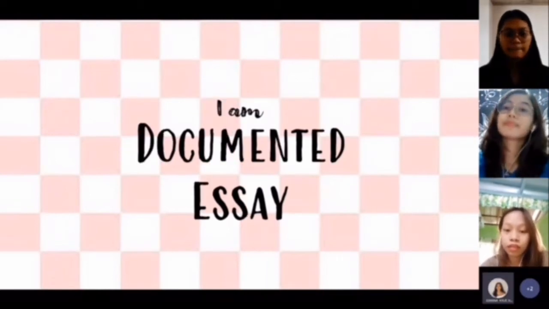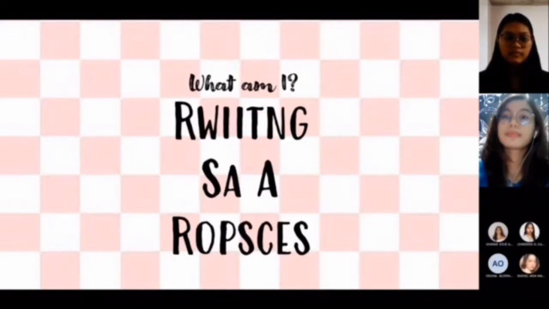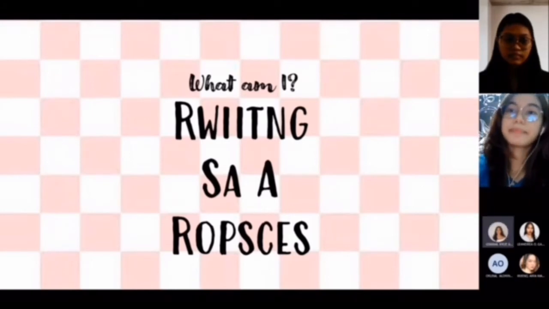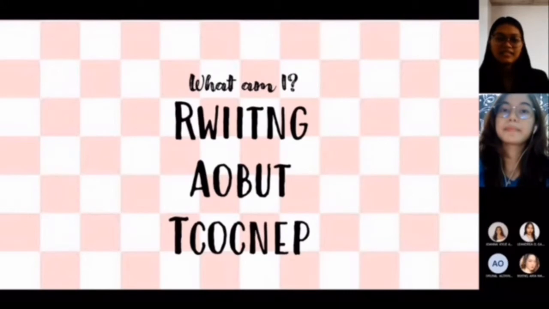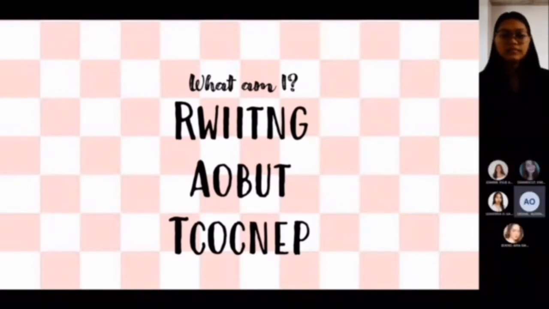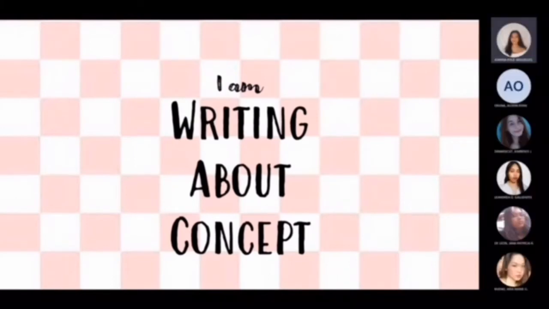For the third item, next slide. Do you think you can arrange it, Miss Kim? I believe the answer is writing as a process. Nice one, you've got it correctly. And for the last item, what do you think is the answer, Mr. Aldrin? I do believe it's writing about concept. Next slide. You've got it correctly, Mr. Aldrin. Thank you for your answers. That was a great participation. Next slide.